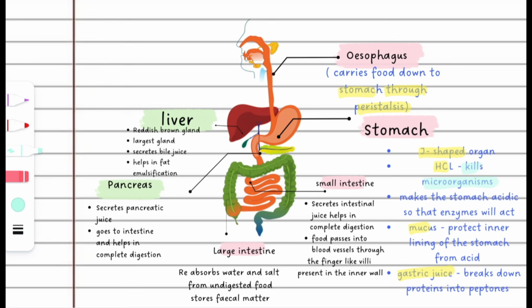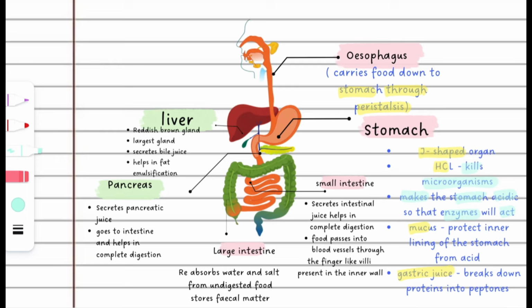Okay, not only that, inside our stomach there are lots of enzymes that help to digest the food particles, but they are present in inactive form. Okay, so to activate these enzymes, hydrochloric acid makes an optimum condition to activate them. So it makes the stomach acidic so that enzymes will act. So the enzymes present inside the stomach get activated and then help in the digestion.